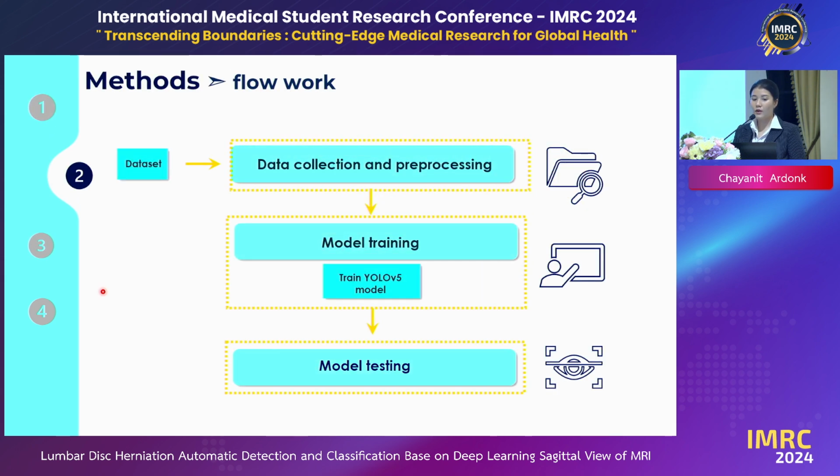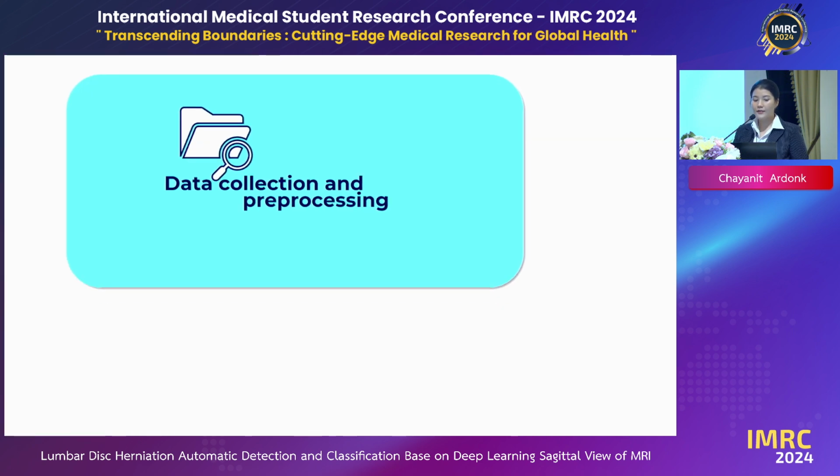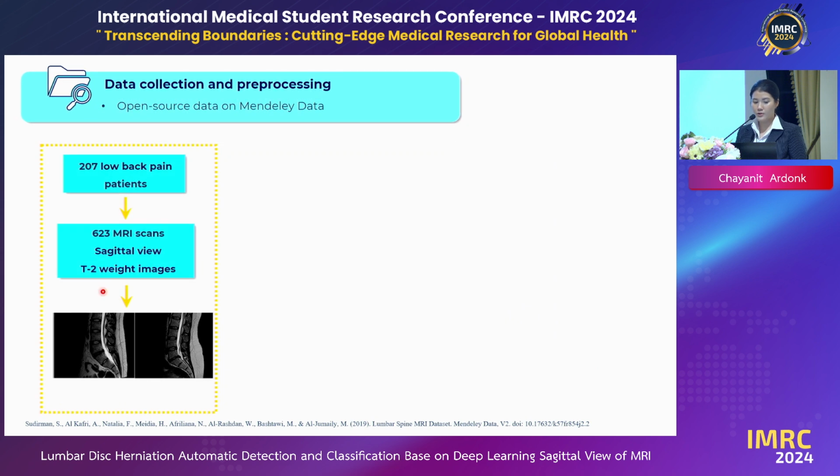This is our full workflow. We divided it into 3 main parts. First is data collection and pre-processing. Second, model training. We use a YOLO V5 model for training. This YOLO V5 model is one of the AI algorithms. Third, model testing.